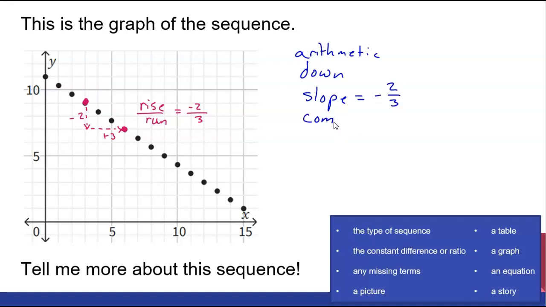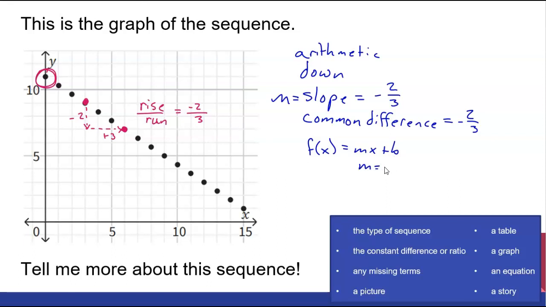Incidentally, that's also our common difference for an arithmetic sequence. Same thing as a slope, also equals negative 2/3. Well, could we make an equation now? We have the slope. We use slope-intercept form for arithmetic equations, mx plus b. We have the slope, that's our m. What is our b? B is the y-intercept, so we need to go find where it crosses the y-axis. Looks like our b here is 11.